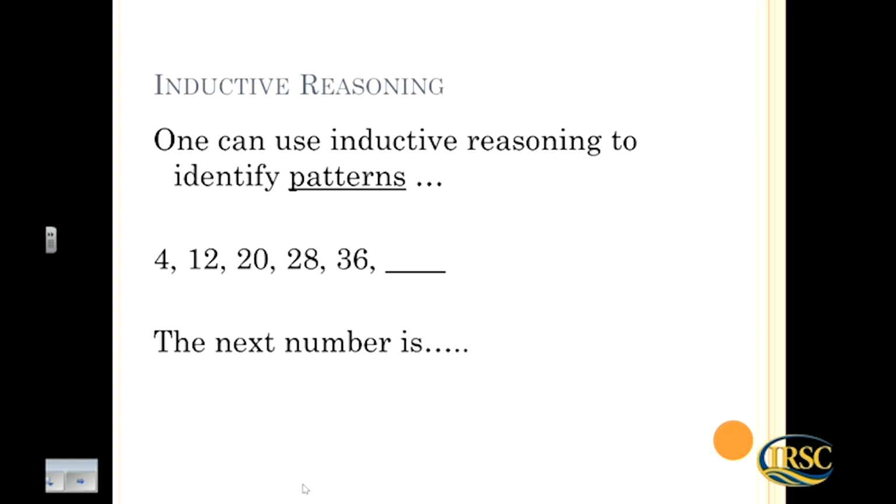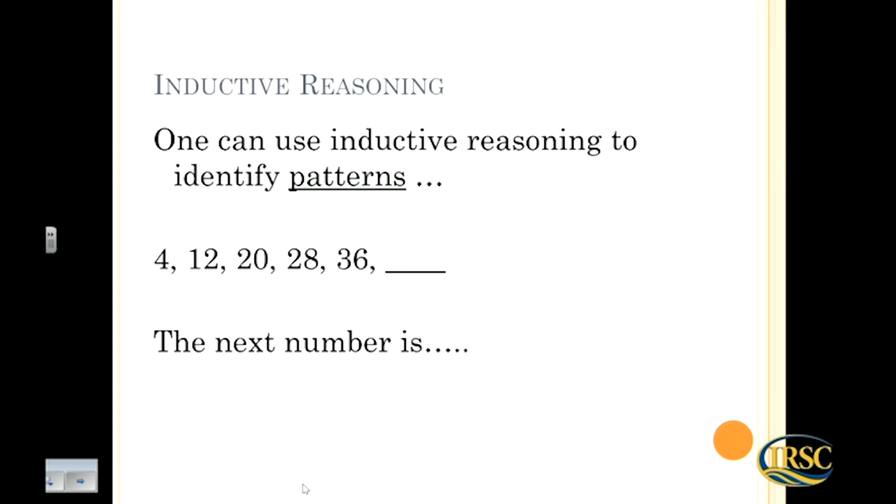Okay, so one can use inductive reasoning to identify patterns. So this is where this really is very helpful. Notice we have a sequence of numbers here, 4, 12, 20, 28, 36, blank, and you're looking for the next number. Okay, before we get to the answer as to what the next number is, can somebody raise their hand and tell me what pattern they might see amongst these numbers? Yes, ma'am.